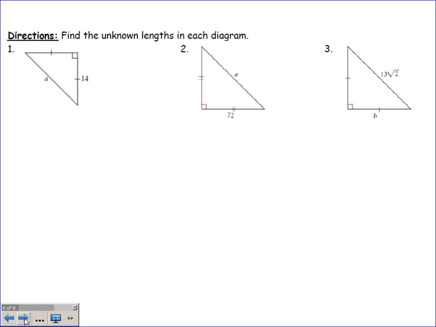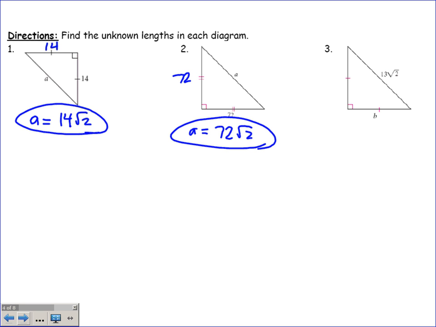I agree. Thank you. This is an isosceles right triangle, so that's 14, 14. What's A going to equal? 14 times the square root of 2. This is awesome. Number 2, this is 72. It's an isosceles right triangle, so that's 72 and 72. What's A going to equal? 72 times the square root of 2.